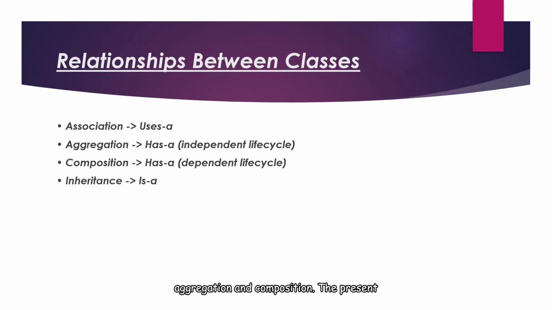Aggregation and composition represent whole-part relationships. In aggregation, a class can exist independently of its associated class, whereas in composition, the lifecycle of one class is dependent on the other. Finally, inheritance represents an "is-a" relationship. A car class could inherit from a more general vehicle class, meaning a car is a type of vehicle.